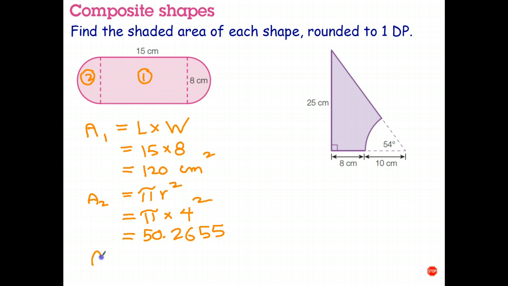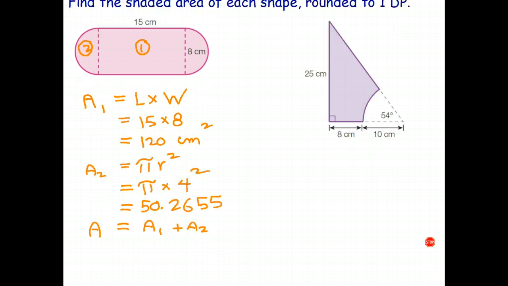Finally, area is just the sum of Area 1 plus Area 2. Need a bit more space here, so I'll click on my little down arrow. And that's going to be 120. Don't write the units. Oh, I should have put the units in here. But when I've got a formula, you don't write the units in the formula. Just write the numbers.